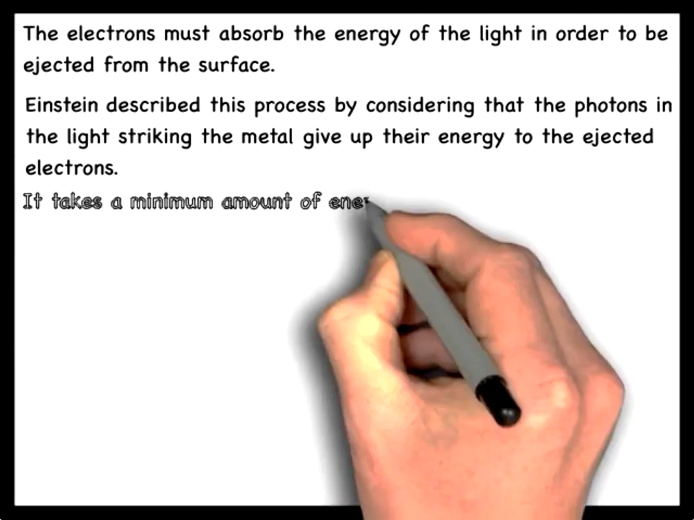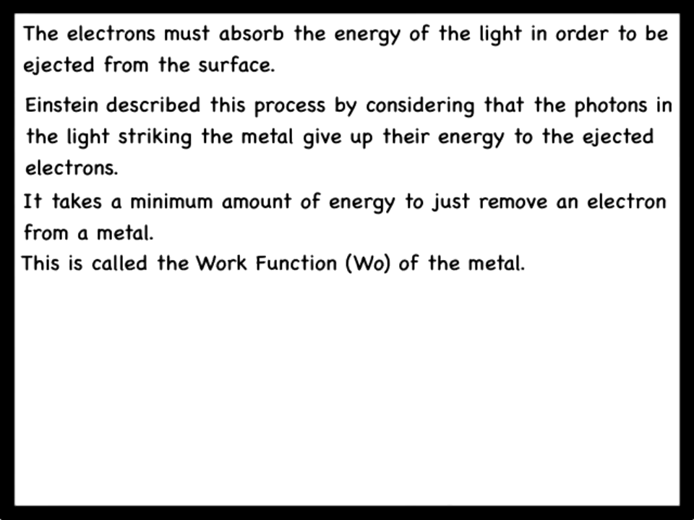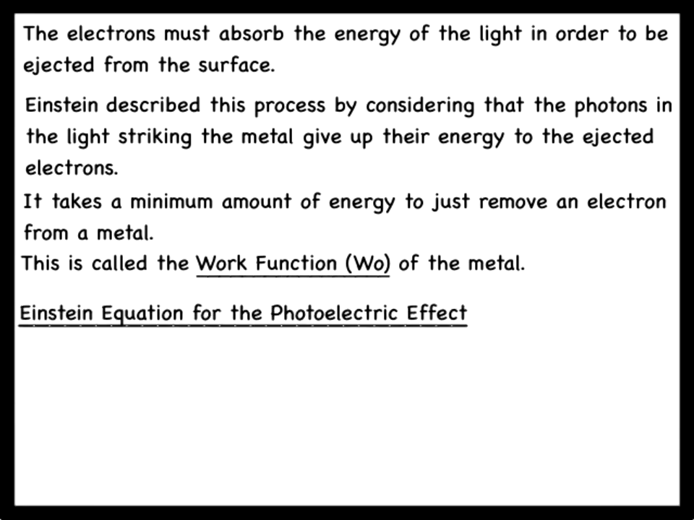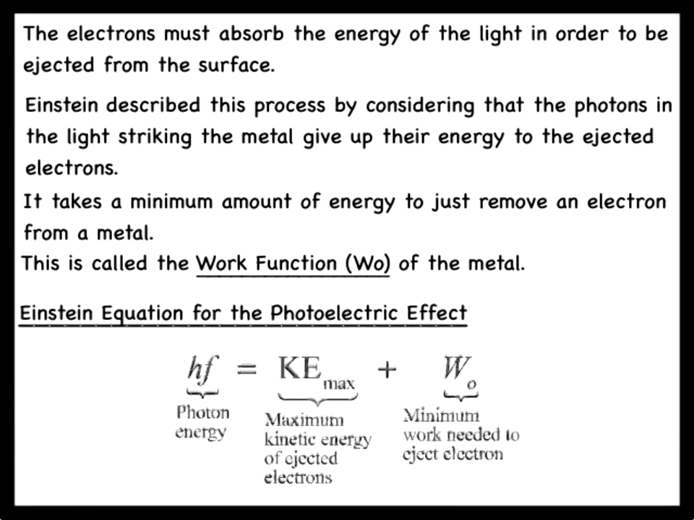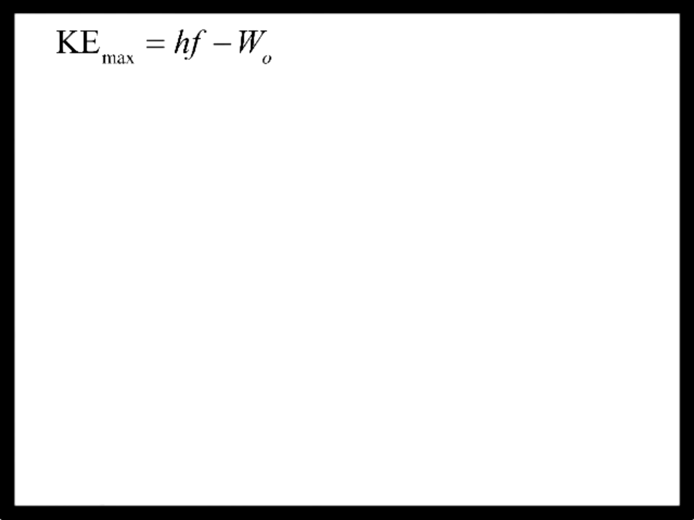However, it takes a minimum amount of energy just to remove the least strongly held electrons from a metal so that it is free of the metal surface. This is known as the work function, W0, of the metal. The energy required for the work function takes away from the kinetic energy of the ejected electrons. From this analysis, Einstein was able to write the expression describing the photoelectric effect by applying the principle of conservation of energy. The above relationship shows that the kinetic energy of the ejected electrons is equal to the energy of the light minus the work function of the metal.